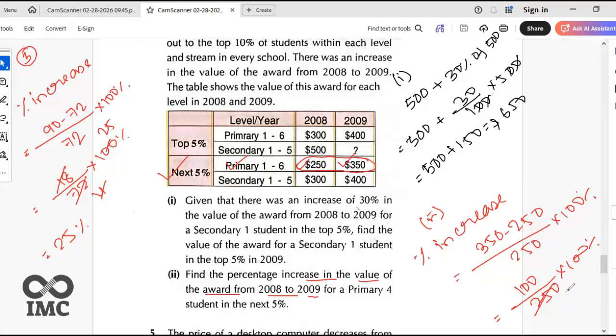So 250 is divisible by 50, and we get 40%.